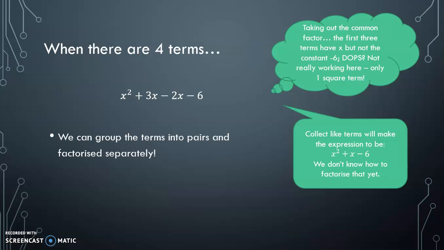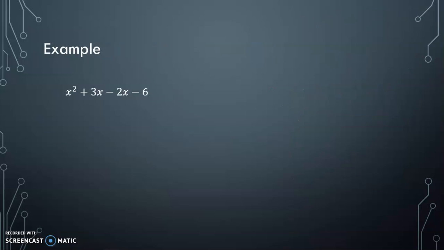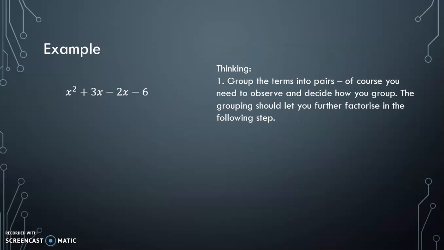So when there are a lot of terms, we can become more organized, group them, and then we factorize it. So how does that work? Group the terms into pairs. Of course, you have to observe and decide how you group. The grouping should let you further factorize in the following steps.